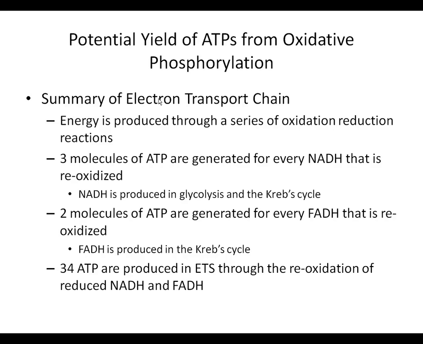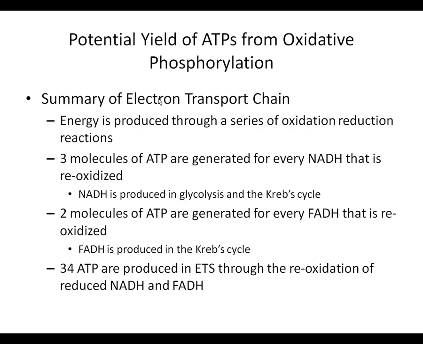The summary of the electron transport chain is essentially that energy is produced through a series of oxidation-reduction reactions. Those electrons move through those membrane proteins until we get to the end, and they are accepted by the terminal electron acceptor, in this case oxygen, and we're going to produce water.